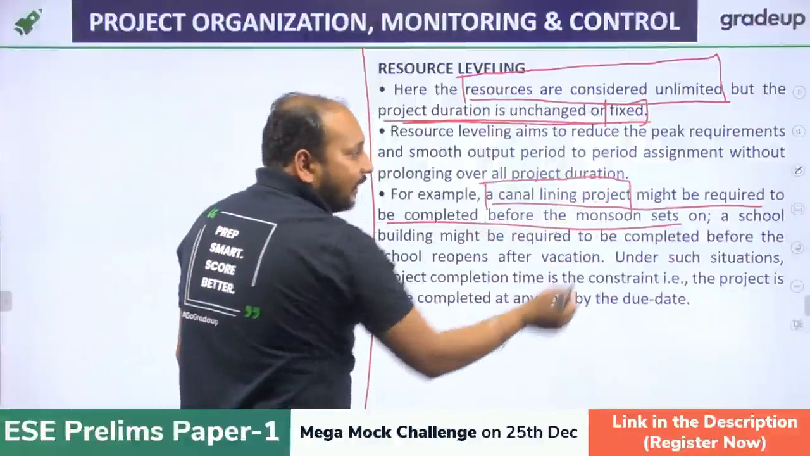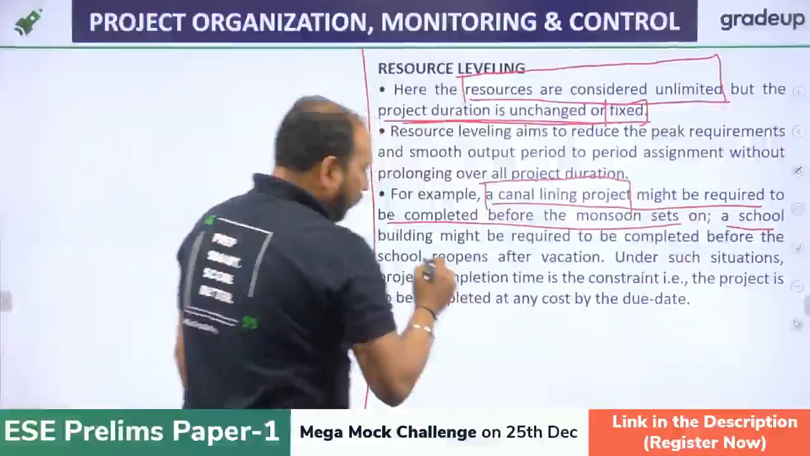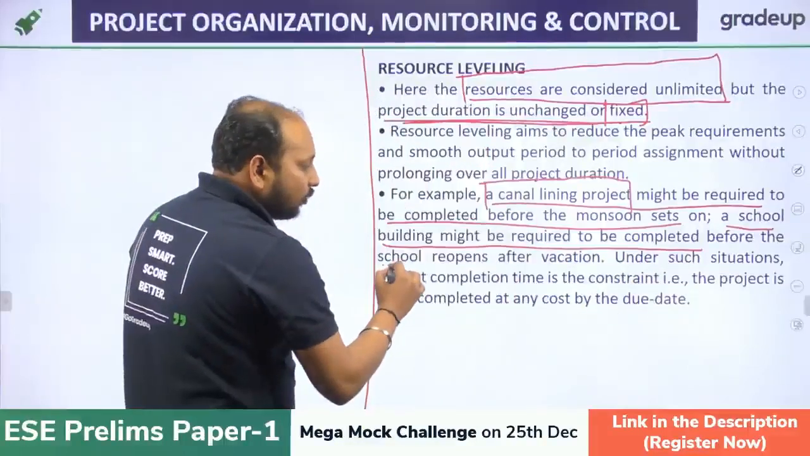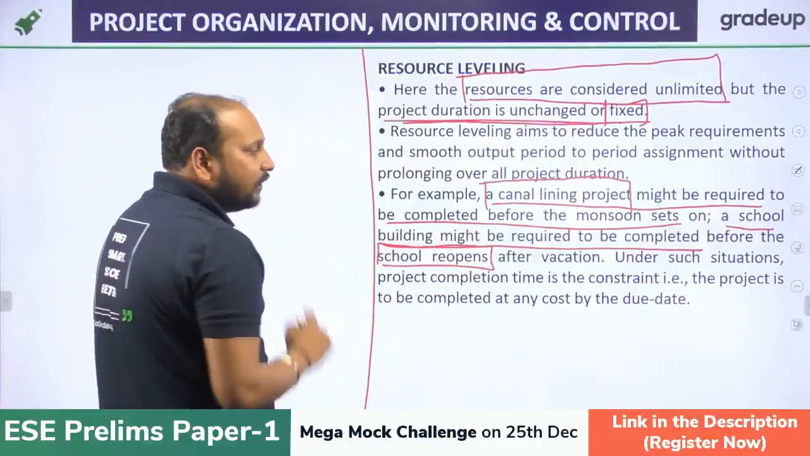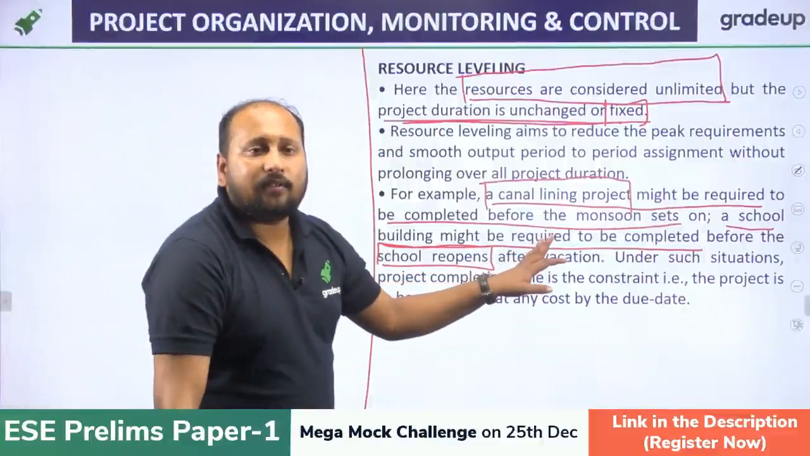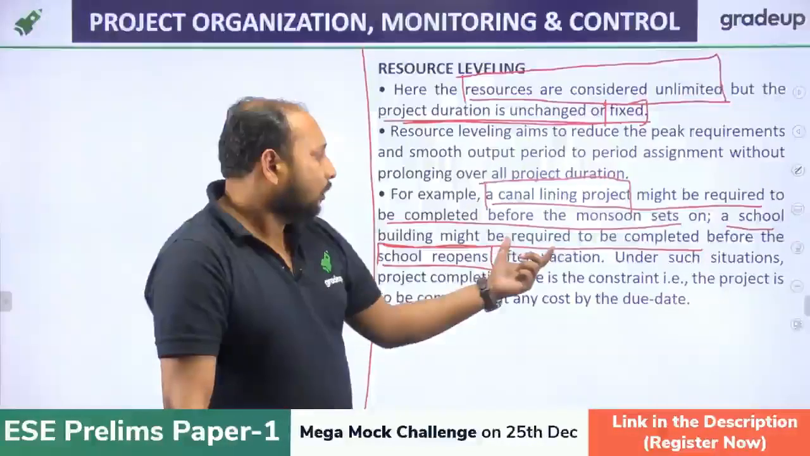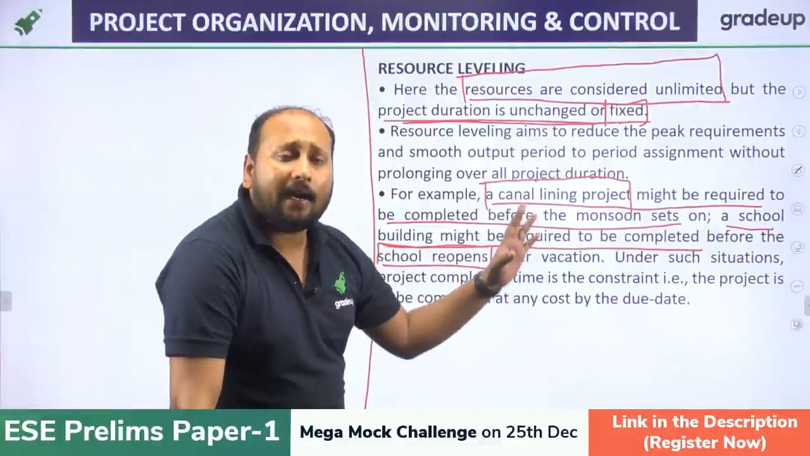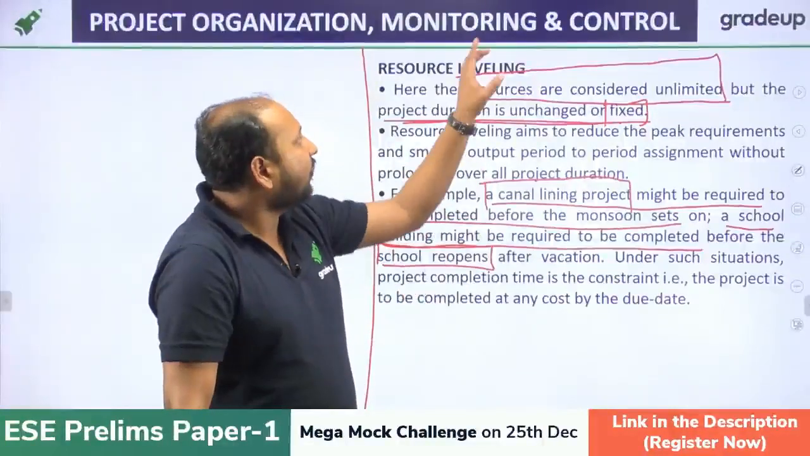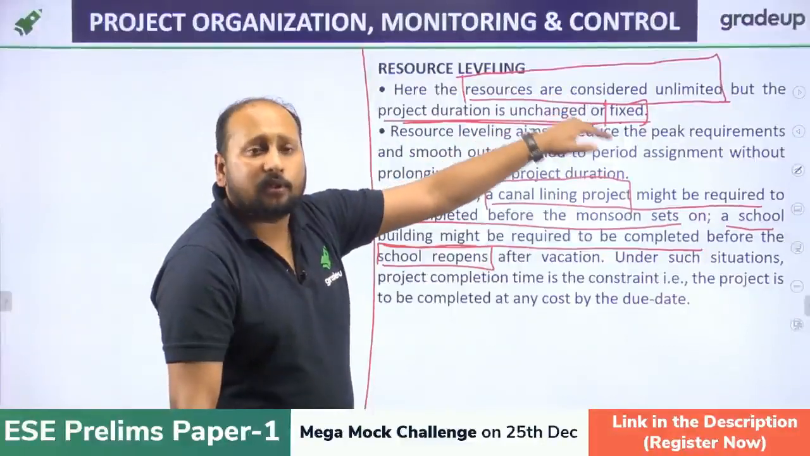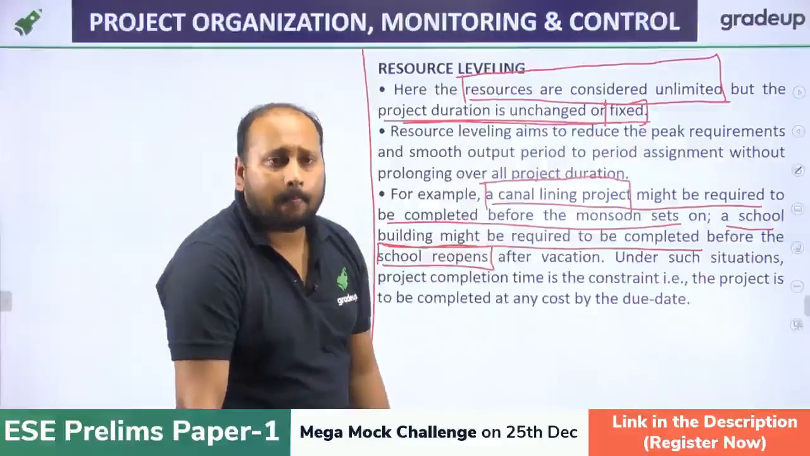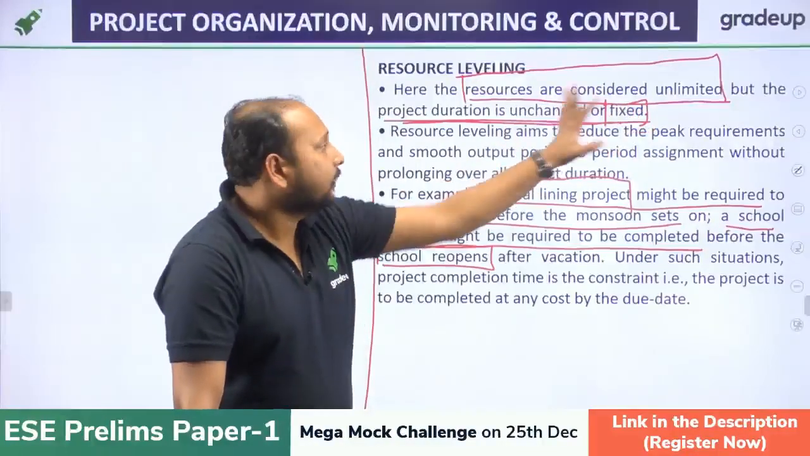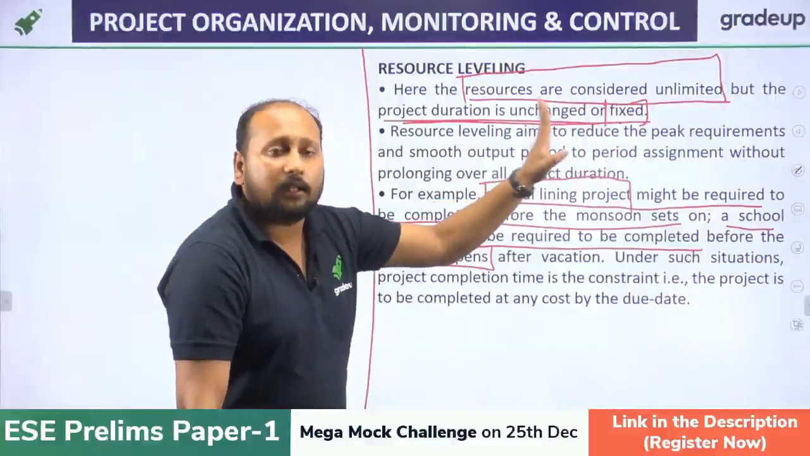An example is canal lining, or the second example is a school building that is required to be completed before the school reopens. So we have a time constraint, like you need to have some renovations done in the school. You need to complete that in the specified time by adding more resources. This type of situation is known as resource leveling, where the resources are unlimited and the time is fixed.